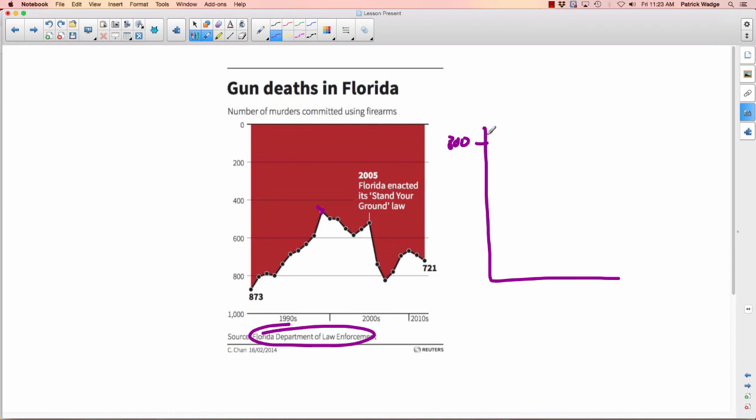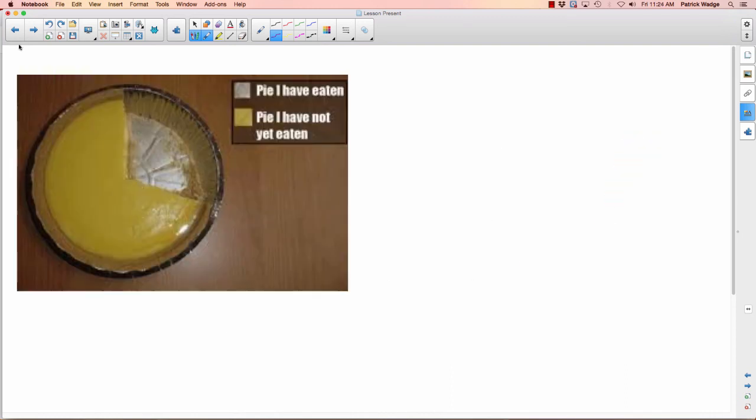It should start above 800, and it should end at around 721. I don't know, I'm just approximating. It looks like this. So once they enacted the stand your ground law, it's actually shot up. And I think a little down in the last few years. Okay, yeah, no comment on that one. You either get it or you don't.